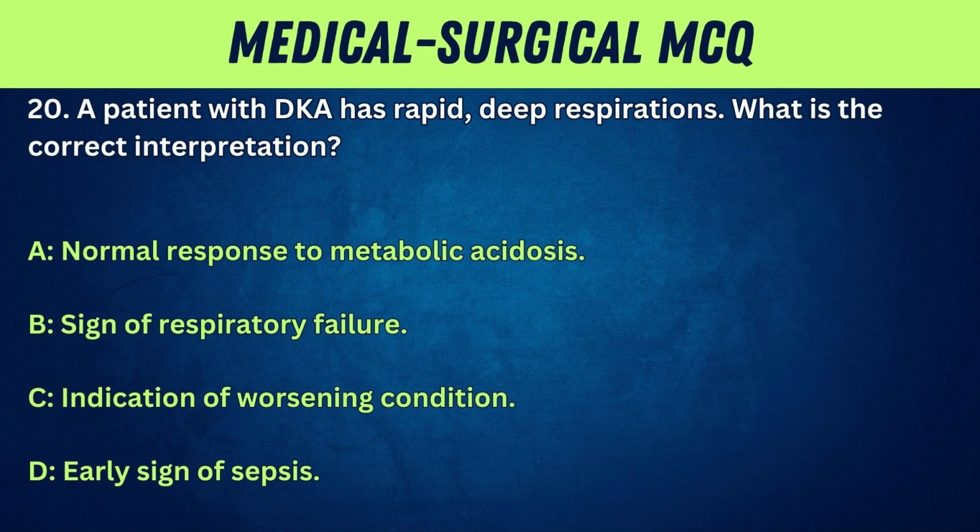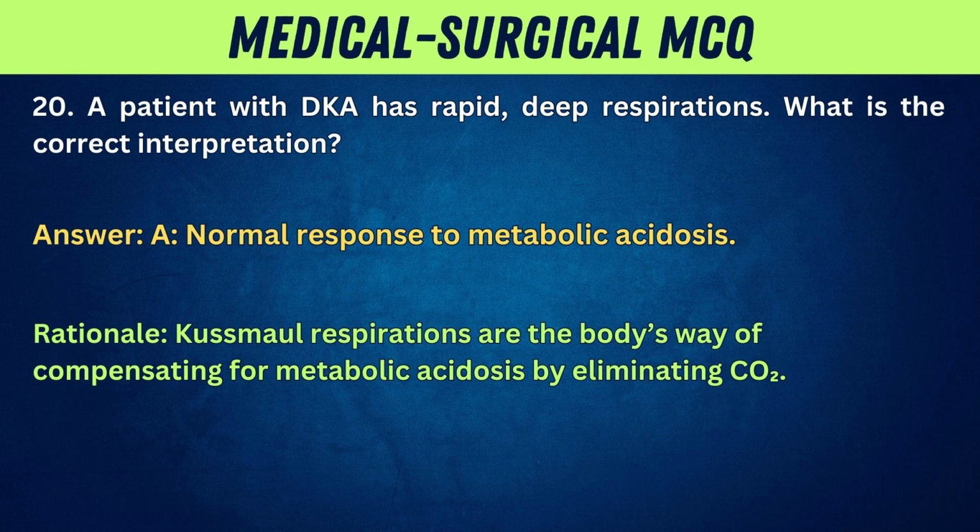20. A patient with DKA has rapid, deep respirations. What is the correct interpretation? A. Normal response to metabolic acidosis. B. Sign of respiratory failure. C. Indication of worsening condition. D. Early sign of sepsis. Answer: A. Normal response to metabolic acidosis. Rationale: Kussmaul respirations are the body's way of compensating for metabolic acidosis by eliminating CO2.